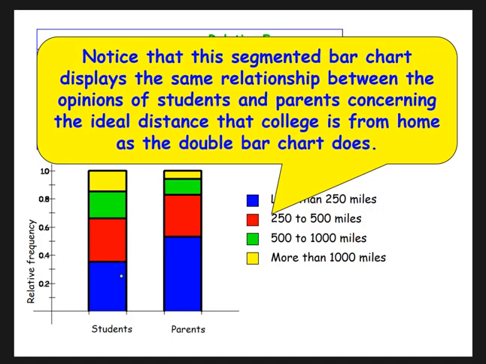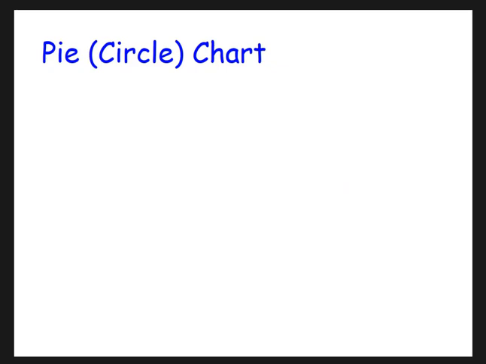Notice it's the same relationship. You can see more parents want their kids closer to home, and fewer want them further away compared to the child themselves. There's a pie chart or circle graph. How do we use this?